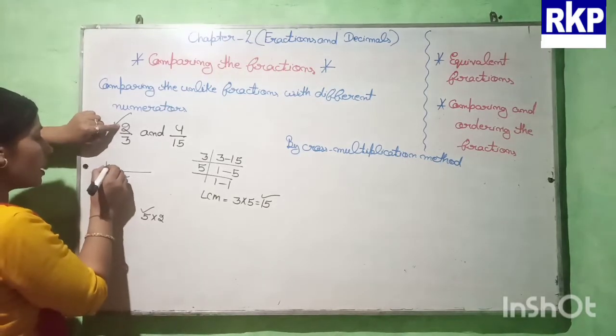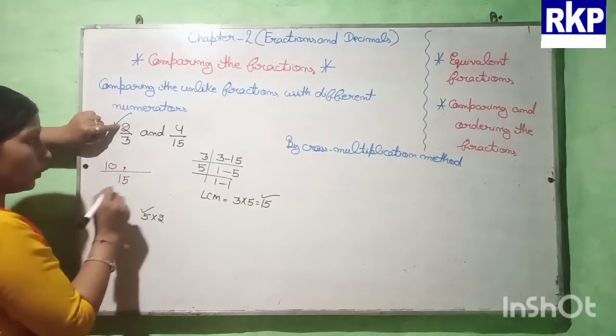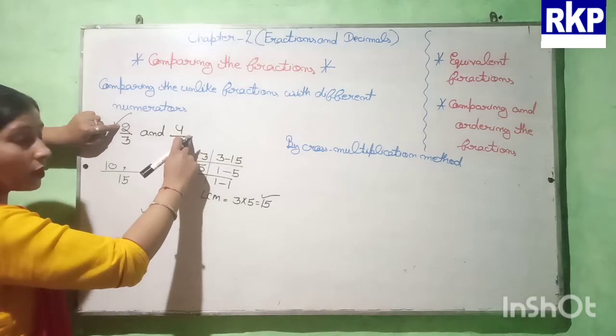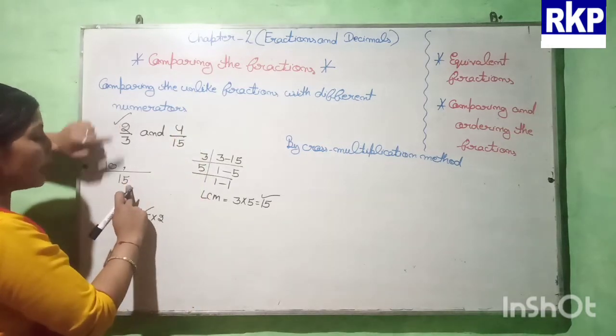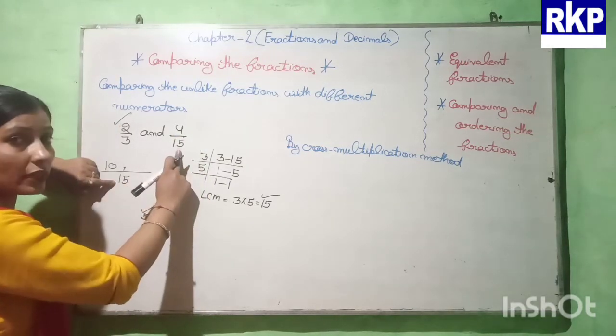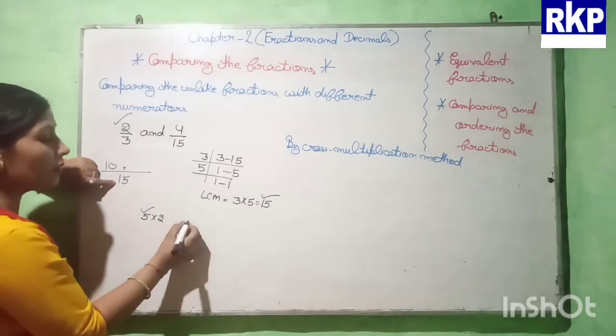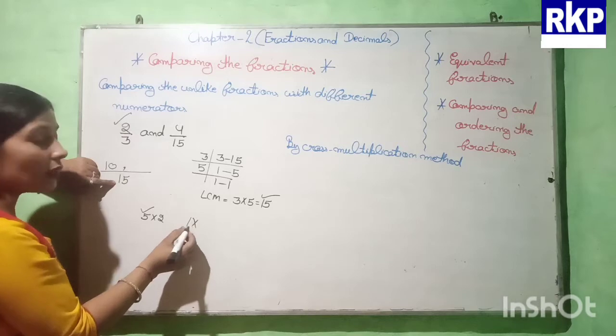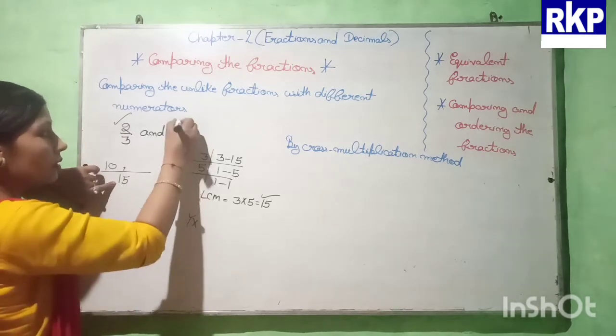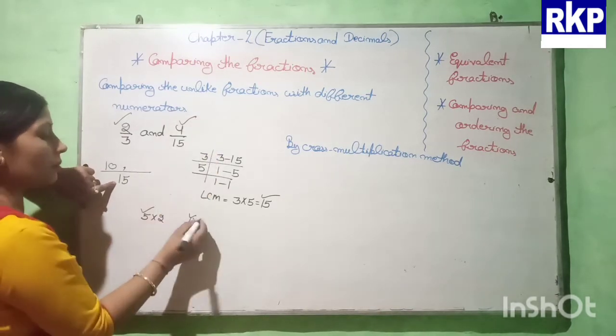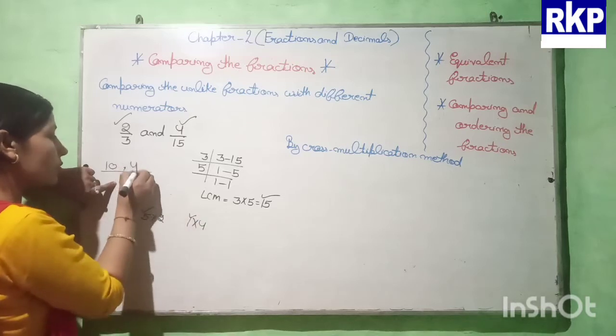So 5 2s are 10. Now for this fraction, we have to divide this LCM with the denominator of this fraction. Here it is 15 and here also 15. So 15 1s are 15. Now we have to multiply this 1 with the numerator of this fraction. So 1 4 is 4.